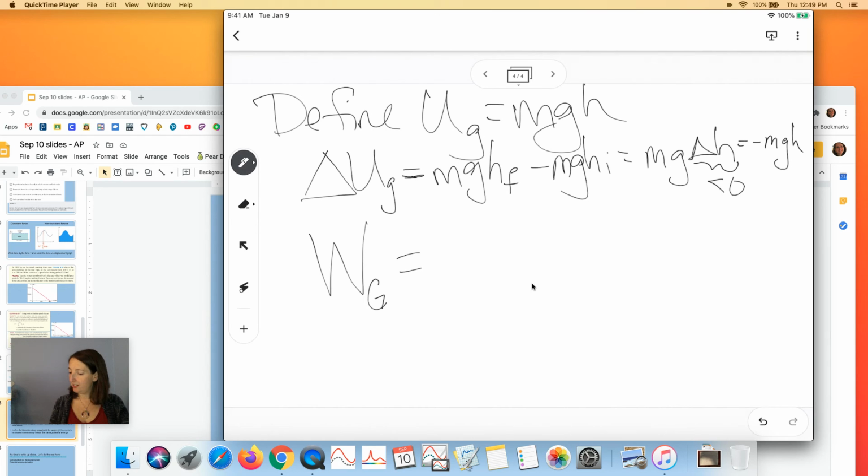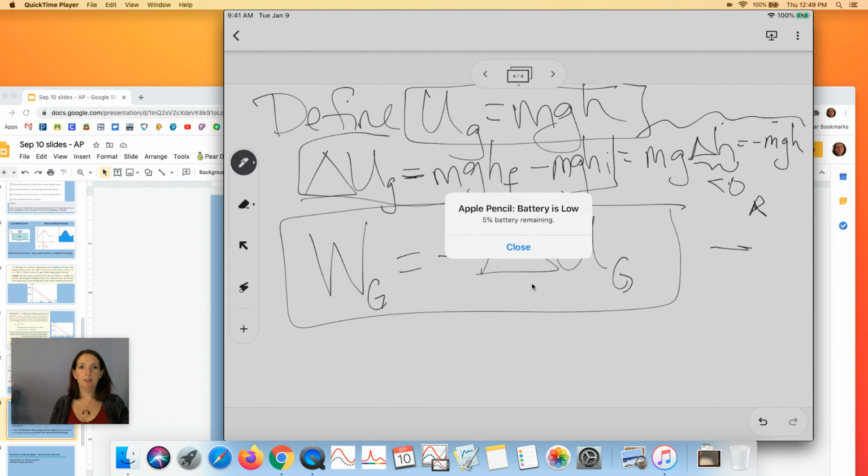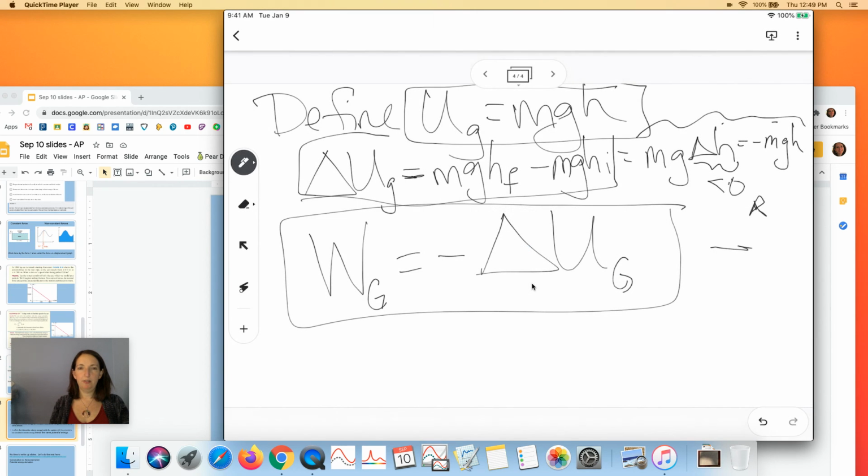So the work done by gravity is this. Now I'm feeling uncomfortable about what just happened up here. I'm not entirely sure I got all my negative signs right over here, but this is true, that we just define it this way. So if I messed up something over here, then don't worry about it. But we can absolutely, oh no, my Apple Pencil battery is low.